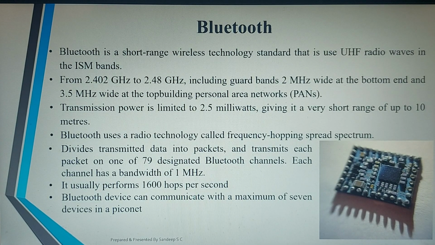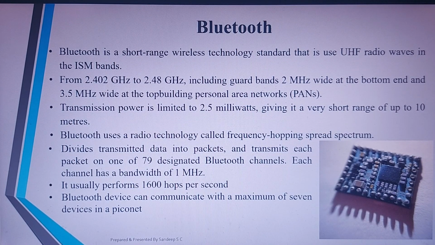Then next we discuss Bluetooth communication. This is another type of wireless communication. Again, Bluetooth is a short range wireless technology standard that uses UHF radio waves, ultra high frequency radio waves, in ISM bands, in the range of 2.402 to 2.48 gigahertz. It is a non-licensed frequency band, and at both the lower and the higher end, it will have guard bands.